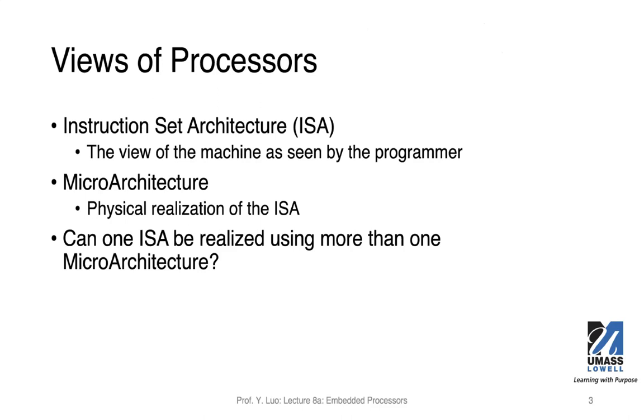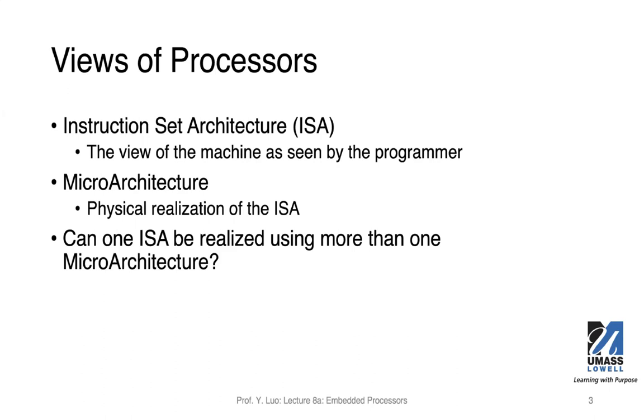Another way to understand this is ISA defines the assembly level instructions that a programmer may use in their assembly language programs. So essentially, it defines what kind of registers are there for the programmers to use and how we should write instructions to operate on these registers and also memory locations. So it's very common that you have a few different vendors whose processors use the same instruction set.